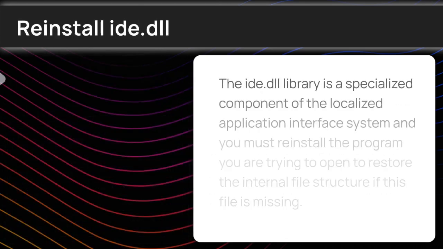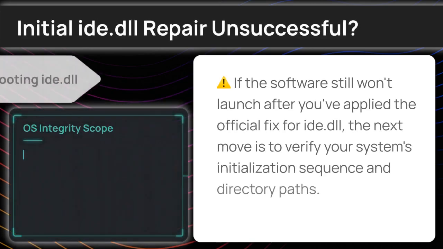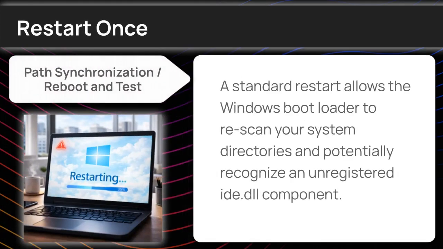The IDE Library DLL library is a specialized component of the Localized application interface system, and you must reinstall the program you are trying to open to restore the internal file structure if this file is missing. If the error persists despite the new library files, we must verify if a simple synchronization conflict is preventing the file from loading. A standard restart allows the Windows bootloader to rescan your system directories and potentially recognize an unregistered IDE library component.